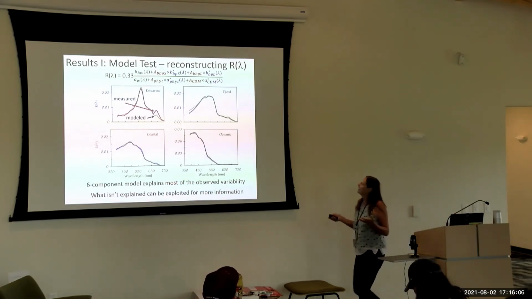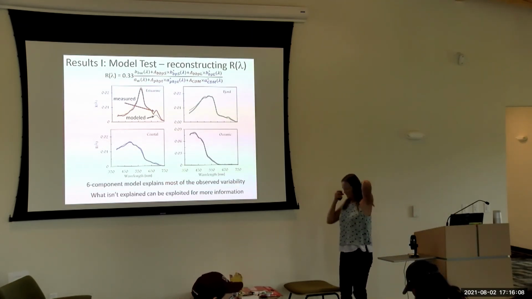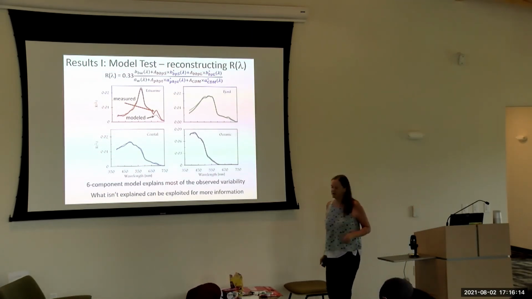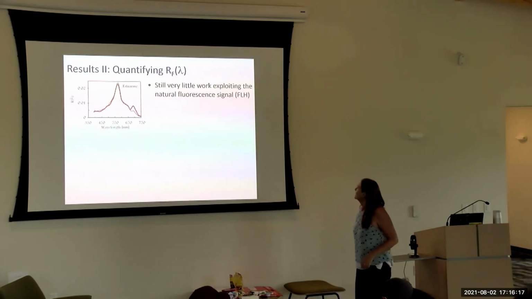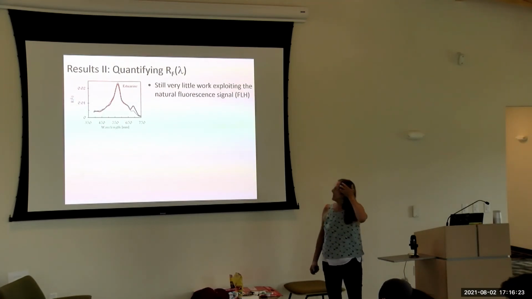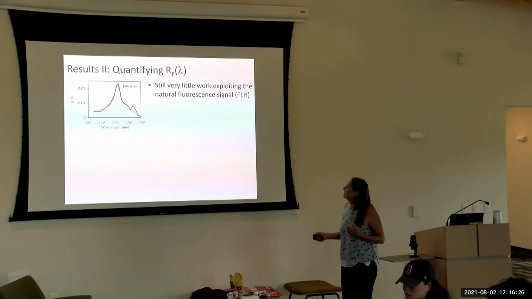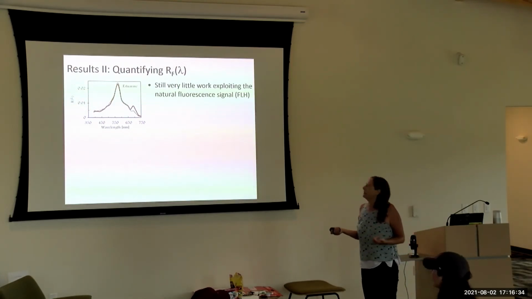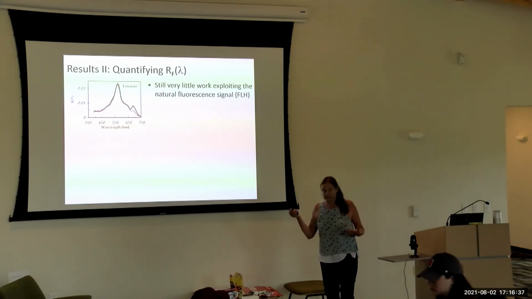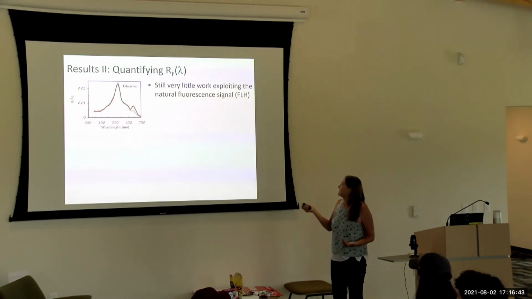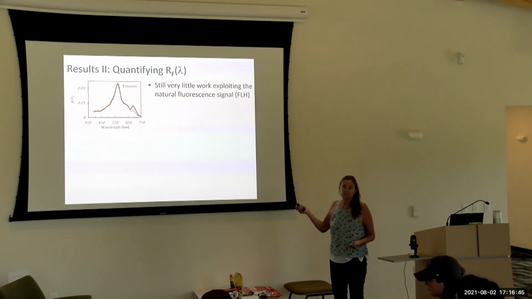Okay, so here we were back, marveling at the fact that the 6-component model explains such an incredible range of spectral variability in reflectance. And so after figuring that part out, one of the things that I noticed was that, of course, the model doesn't have fluorescence in it, but the measurements do, and so you can exploit that, right? And at the time, and still 100 years later, there's very little work that has been done to exploit the natural fluorescence signal, okay?